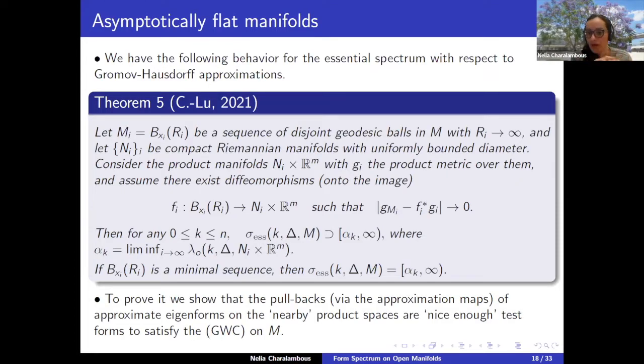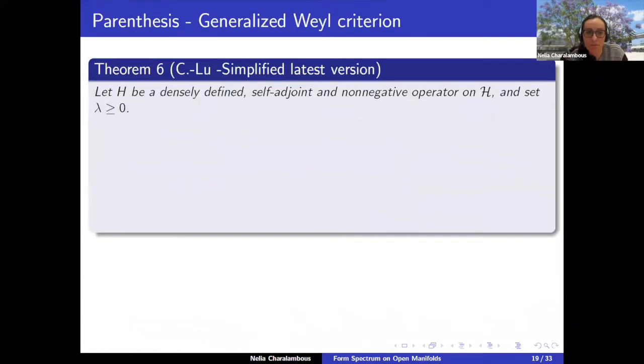So to prove this result, what we did essentially was to show that the pullbacks via the approximation maps of approximate eigenforms in these nearby product spaces give us nice enough test forms to satisfy the generalized Weyl criterion on M. They are not nice enough to satisfy the classical Weyl criterion, but they are nice enough to satisfy this more generalized version of the Weyl criterion.